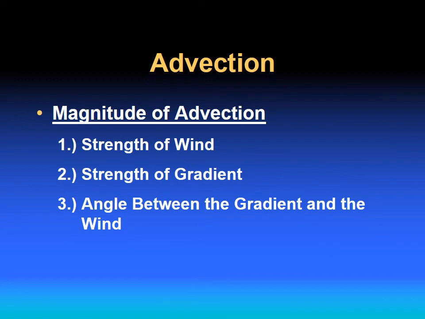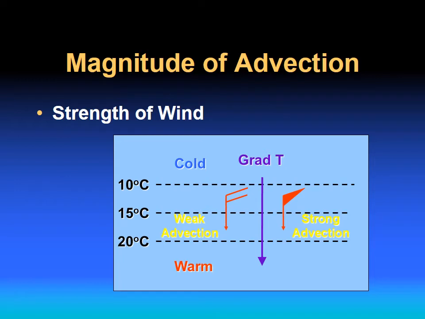So the magnitude of advection is a function of three things. Number one, it depends upon the strength or the magnitude of the wind. Number two, the strength or magnitude of the gradient, whatever gradient you're looking at, temperature, pressure, whatever. And number three, the angle between those two, between the wind and the gradient. And that's an angle that will be less than 90 degrees. Less than 180 degrees. So let's look at each one of these and see how it affects advection.